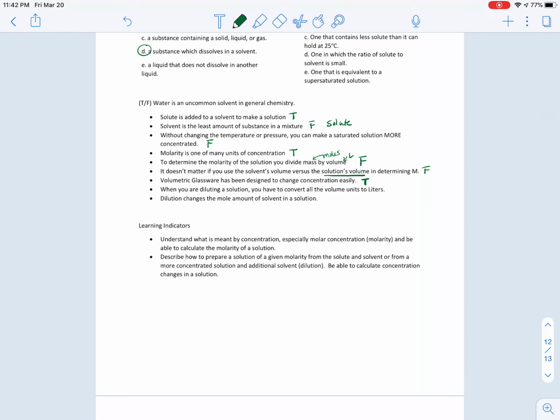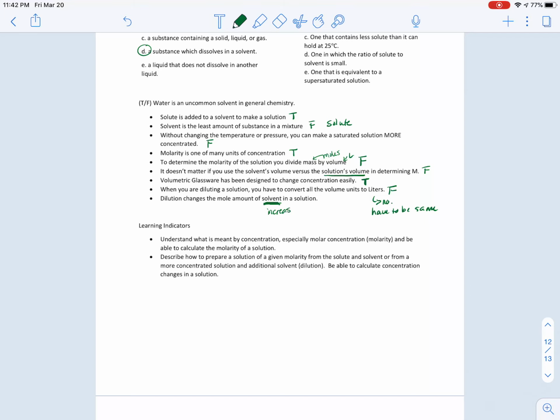Again, if you want to see that one, go watch that video. That's closest to this section. And when you're diluting a solution, you have to convert all the volume units to liters. That is not true, but they do have to be the same. They both have to be liters or they both have to be milliliters or centimeters cubed, whatever you're using, they just have to be the same.